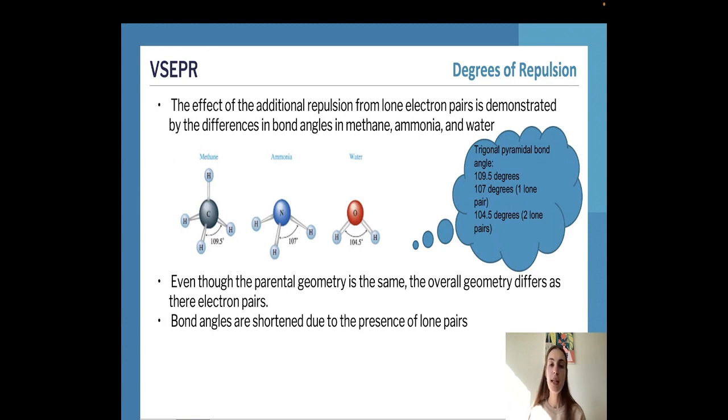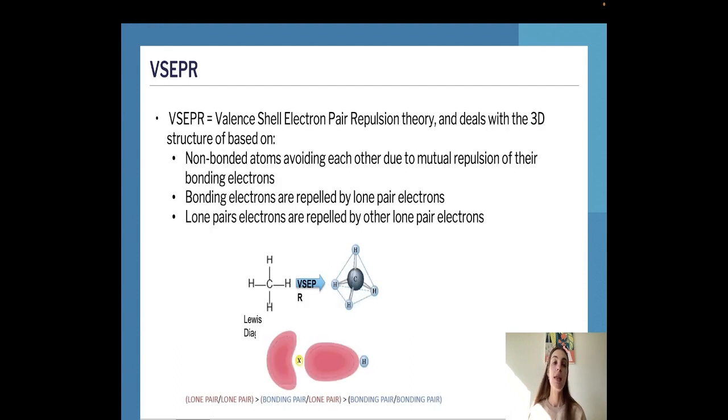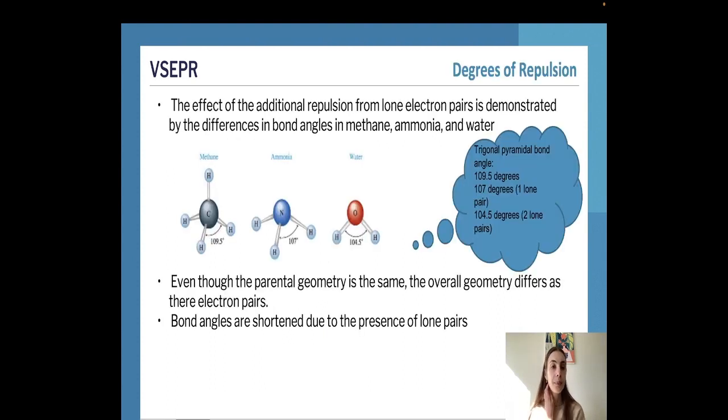And so we need to consider degrees of repulsion. These degrees of repulsion are going to be dependent on the factors which we spoke about earlier, where we considered the non-bonded atoms, the bonding electrons, and our lone pairs. The effect of the additional repulsion from those lone pairs is going to be demonstrated by differences in bond angles, and we can specifically see this here in methane, ammonia, and water.